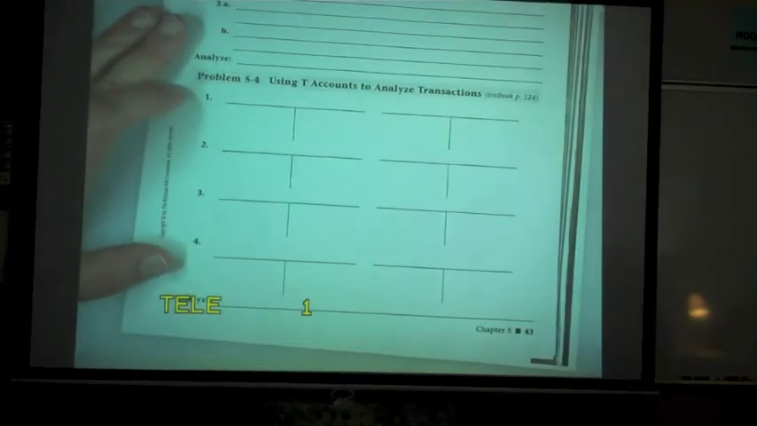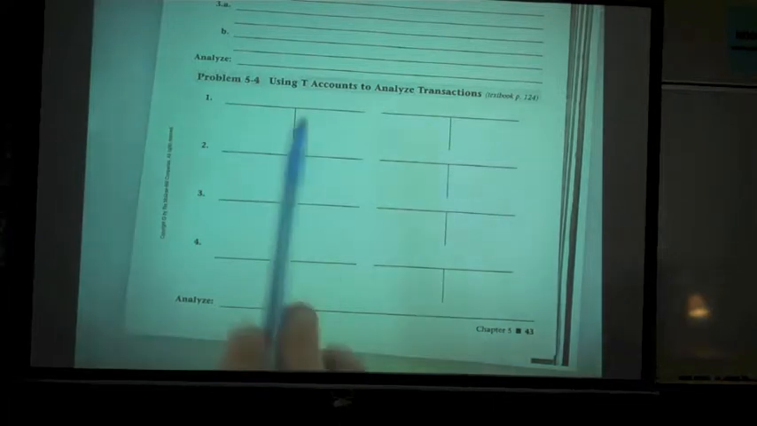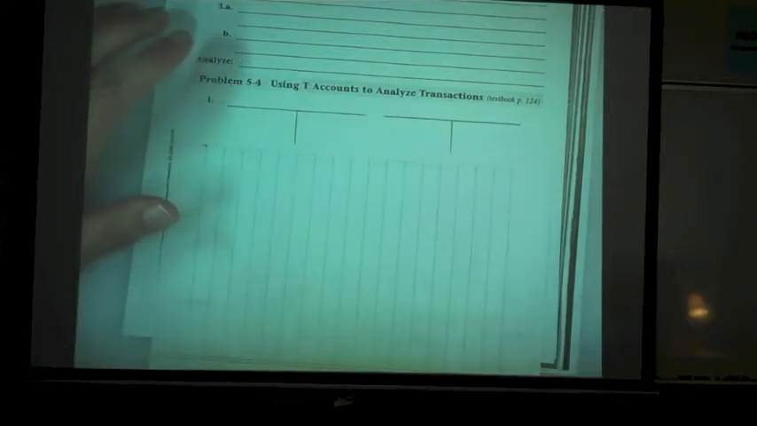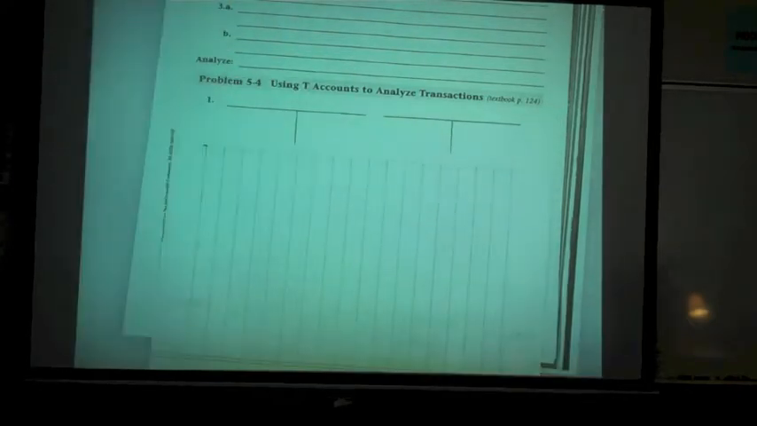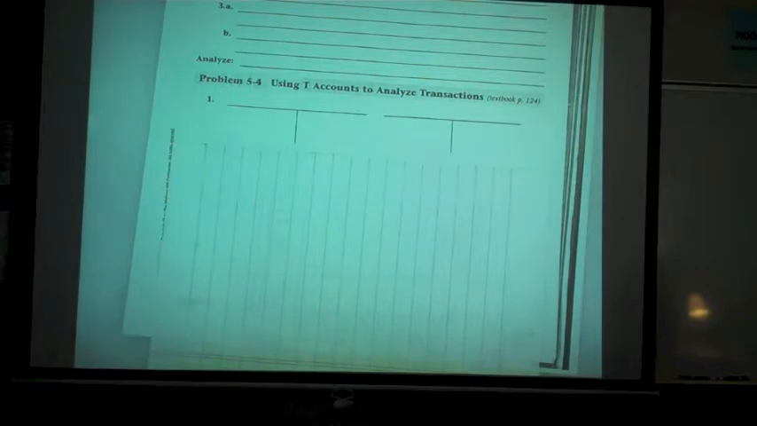Notice that on page 124, they have 1, 2, 3, 4, 5, 6, 7, 8 accounts. And at first glance, you might actually say I've got 8 T accounts. With this particular problem, we're only dealing with one transaction at a time. So I'm going to use this piece of paper. And you're going to determine what two accounts are going to be affected with the transaction. You're going to write them down here, and then you're going to record the two amounts.